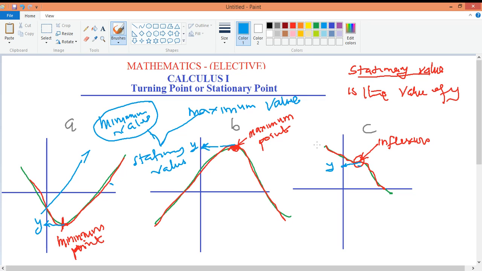But quite unfortunately, we will not be using the graph to illustrate calculation involving stationary values and the types of stationary values. We'll be doing pure calculations using calculus differentiation. So we are going to look at how to apply our knowledge of calculus with regards to some of these calculations.